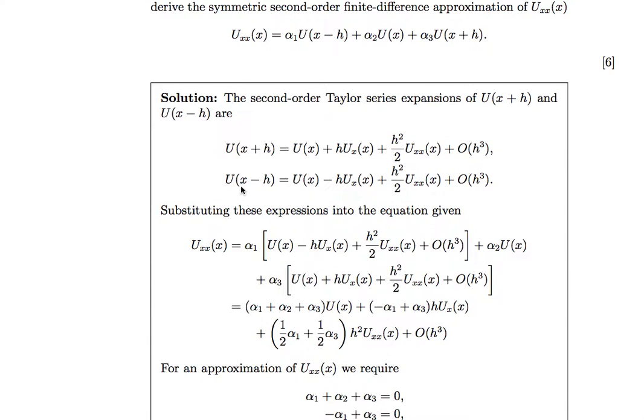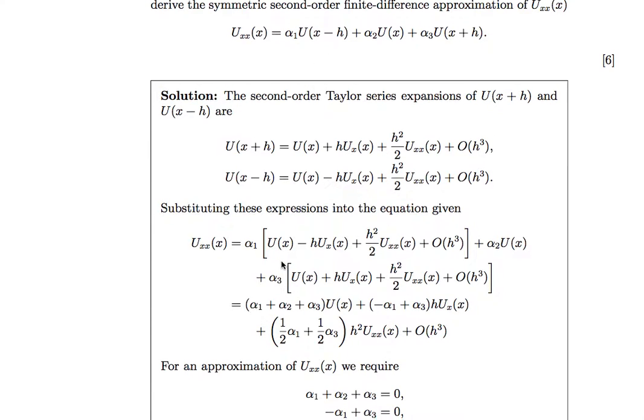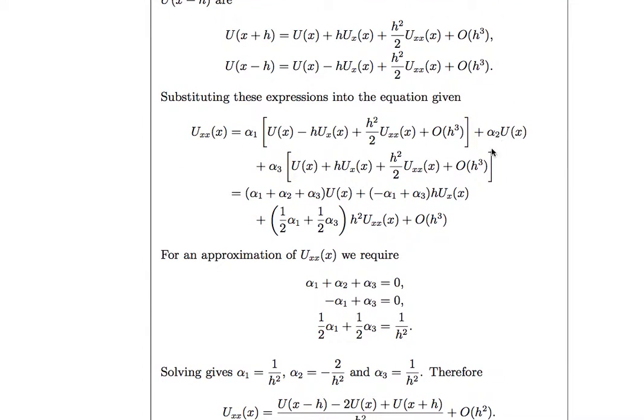To write down the Taylor series expansion of x minus h, we simply replace h by minus h. So just remember that minus h squared is of course plus h squared. Okay, the next thing we do is we substitute these expressions into the terms u(x minus h) and u(x plus h) to give you this expression. So the ones in the square brackets are the Taylor series. And next thing we do is we factorise out the u terms.